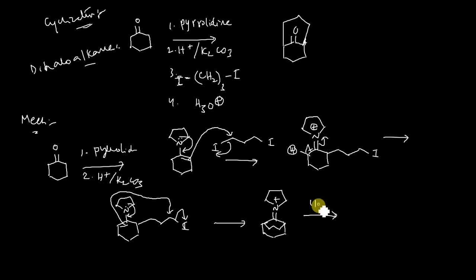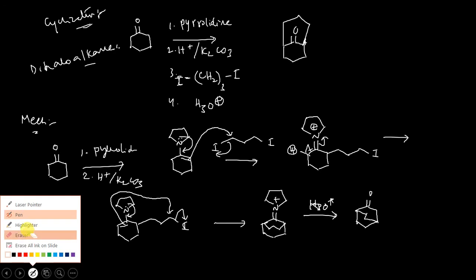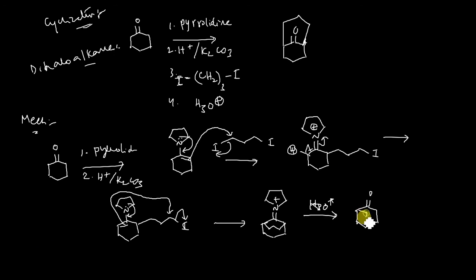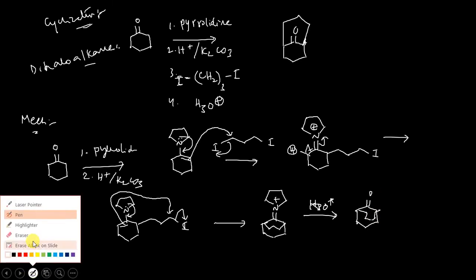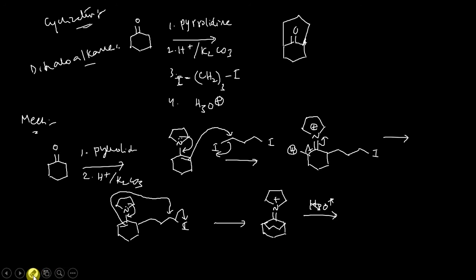This bicyclic derivative, once you do hydrolysis, generally gives you a cyclohexanone derivative. Or we can also write it like this, which is a bicyclic derivative. So this dialkylation in the Stork-Enamine reaction is also explored to synthesize these bicyclic compounds.